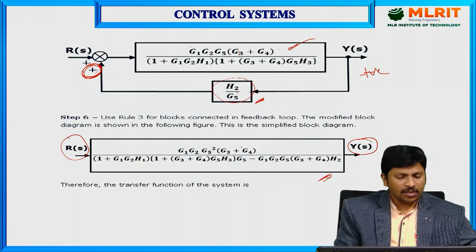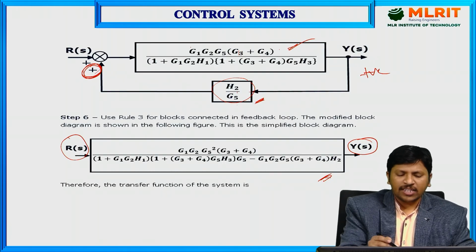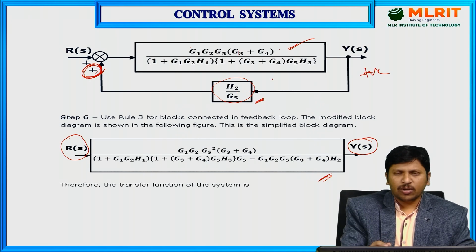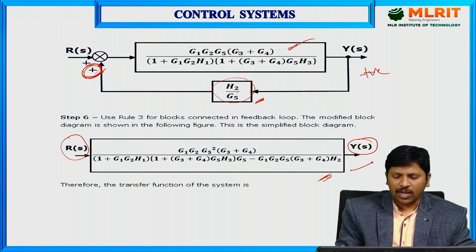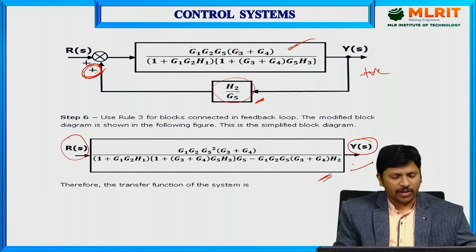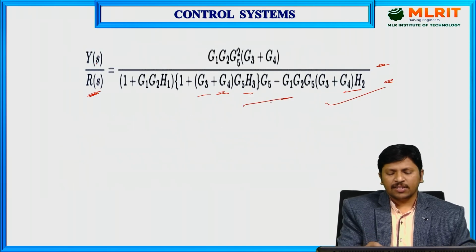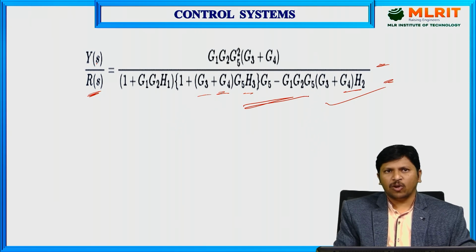Finally, we get this value. Now again these two blocks are in the form of positive feedback, so we apply the positive feedback elimination rule. Finally, we get this value. This is the block transfer function value. The transfer function is output by input. That is final. This is the transfer function of the given block diagram.